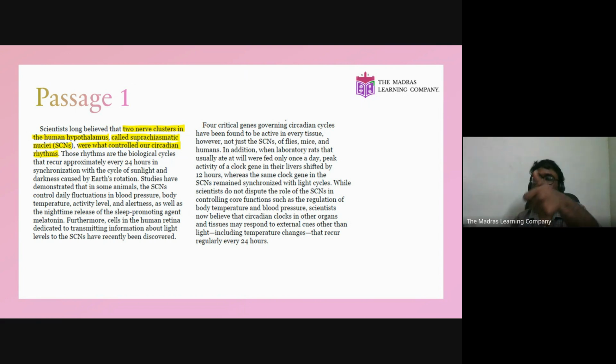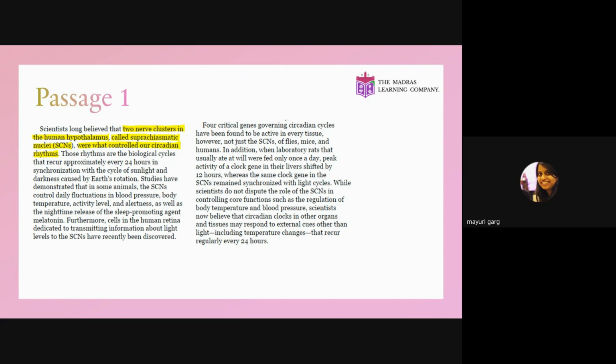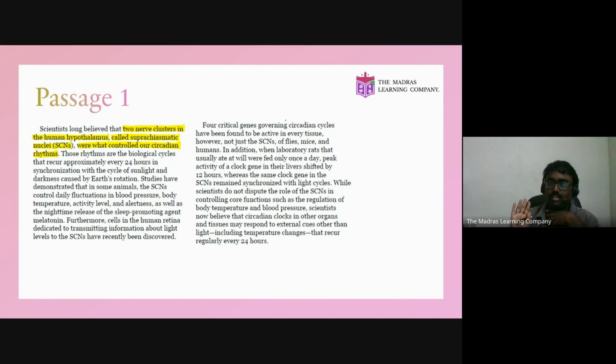Those rhythms are the biological cycles. I'll just stop there. What is the sentence going to talk to you about? What is circadian rhythm? Correct, it's a definition. So I'm going to skip this completely because I don't need to know what a circadian rhythm is. Go to the next sentence.